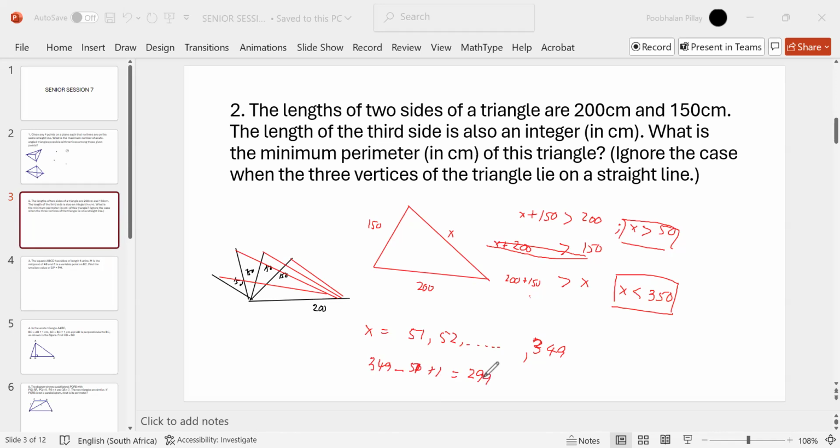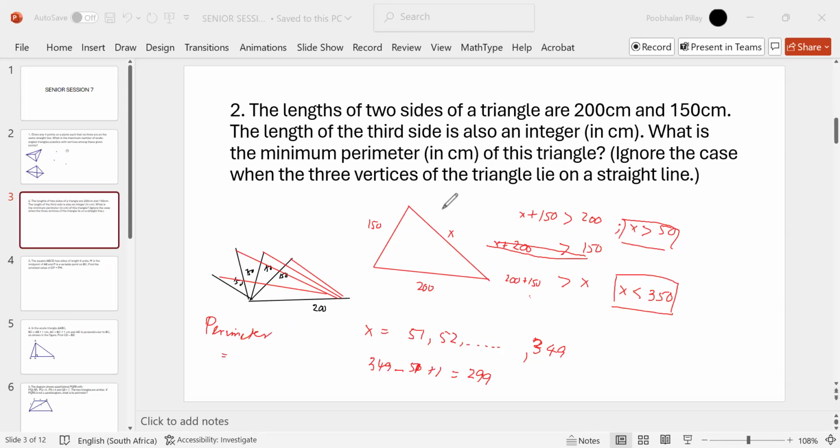There seems to be something wrong here. I don't remember this particular answer. Oh yeah, no, we want the minimum perimeter. So the perimeter is... these are the values for x, but the question is not what is the minimum value for the third side. The question is, what is the minimum perimeter?